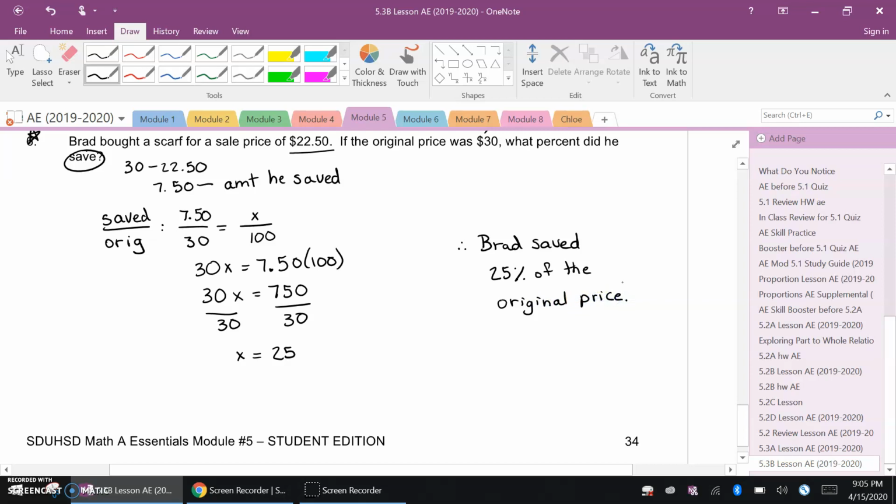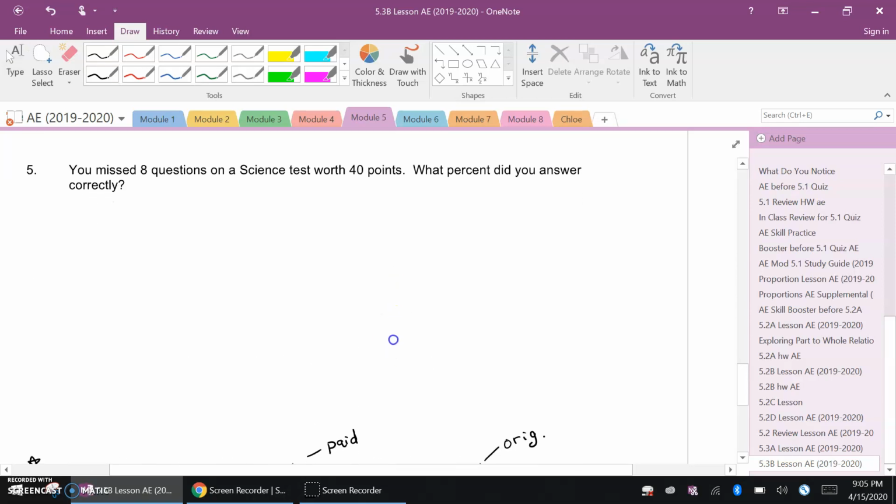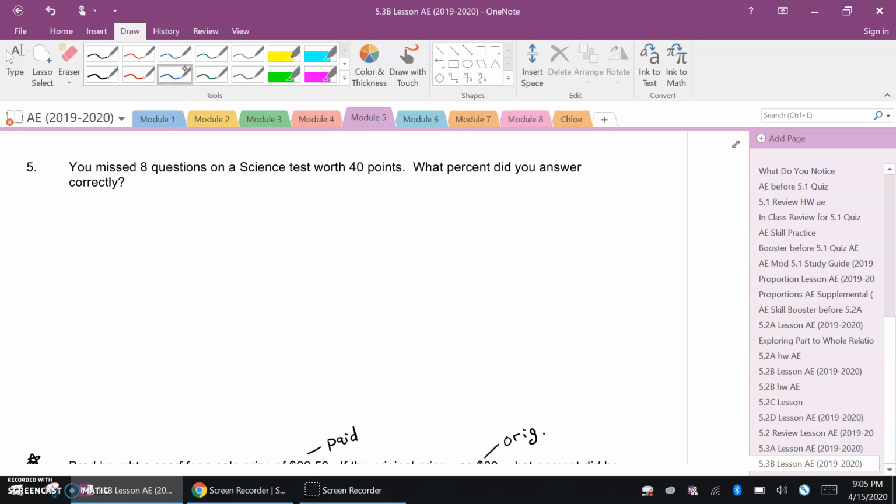Okay, and then we're going to scroll back up to number 5, because number 5 looks like one that you like. We're more comfortable with these ones. So you missed 8 questions on a science test worth 40 points. What percent did you answer correctly? So we want to know what percent you answered correctly. So missed means that you got those ones wrong. So we missed 8 questions, but it was a total of 40. So if you have a total of 40 and you missed 8, that means you got 32 correct.